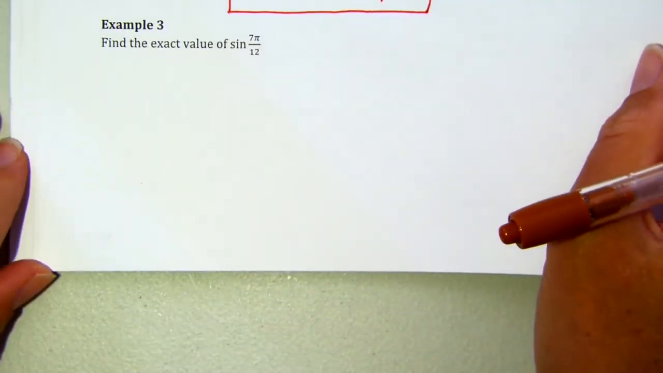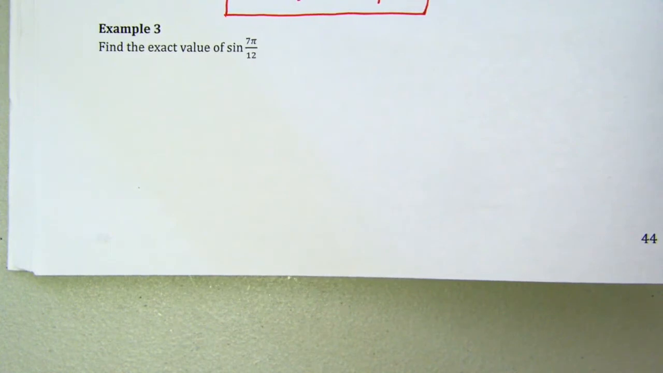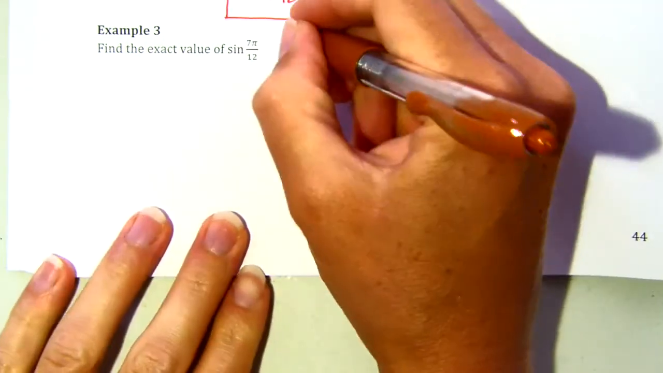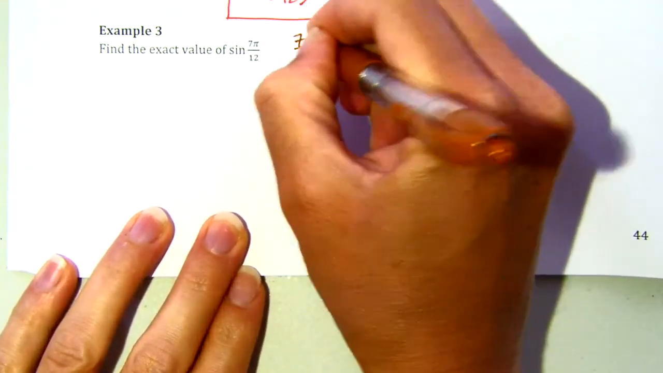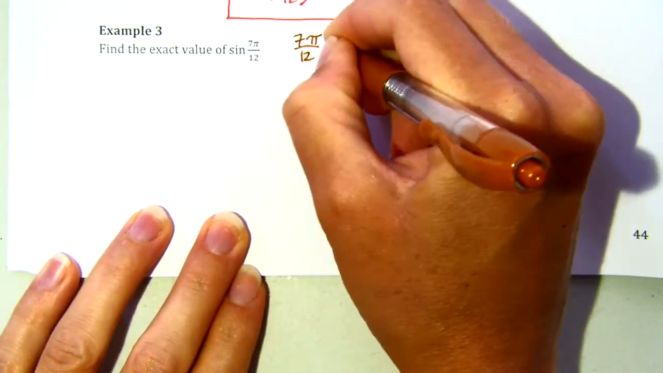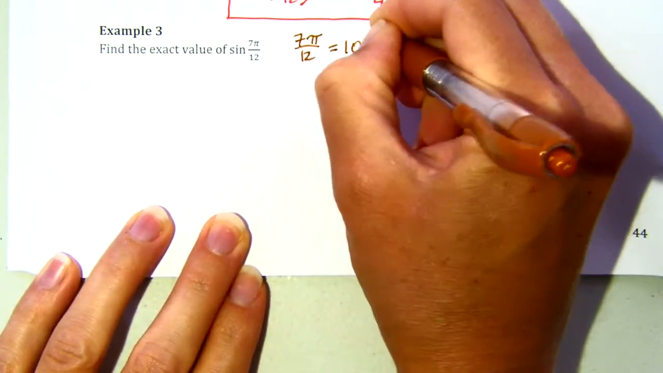Example number 3. Example number 3 says to find the exact value of the sine of 7 pi over 12. 7 pi over 12 happens to be equal to 105 degrees.